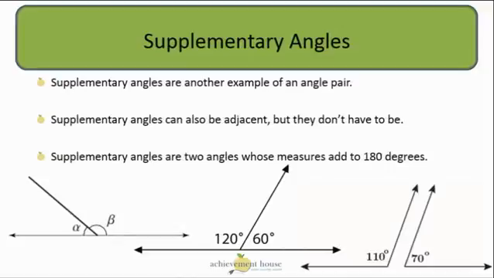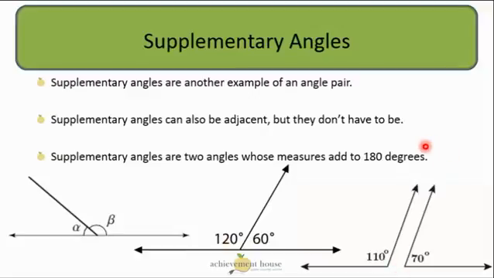Supplementary angles are very similar. Supplementary angles are another example of an angle pair. They can be adjacent, but they don't have to. For example, you see two adjacent angles right here. Here, they're separated.